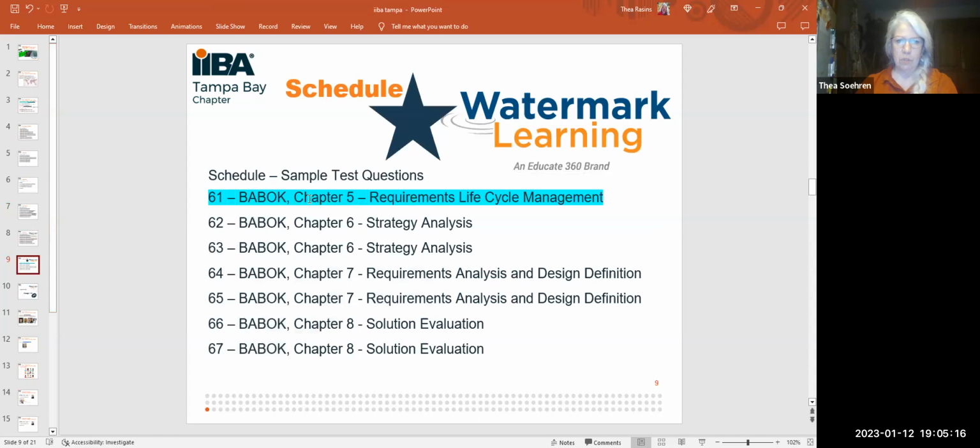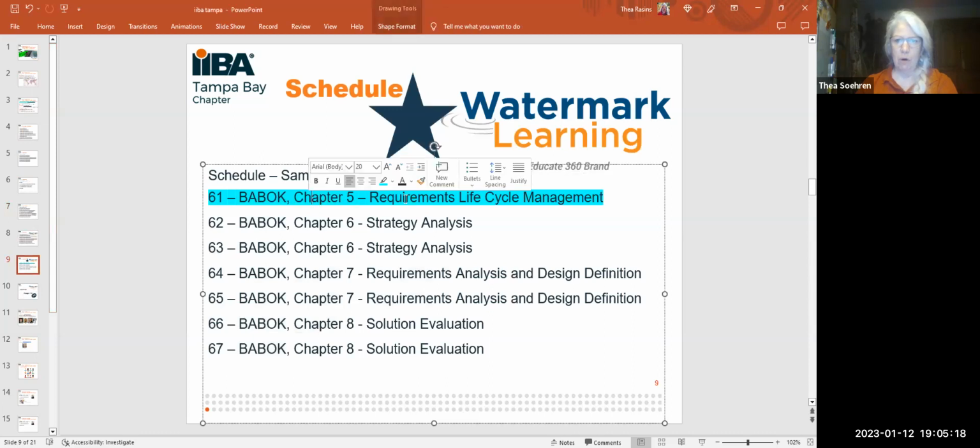This is our 61st class again, chapter 5, requirements lifecycle management. If we do fantastic in this meeting, we will go on to chapter 6, strategy analysis, next week.